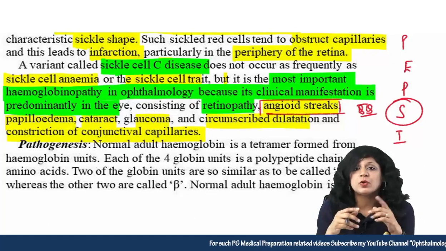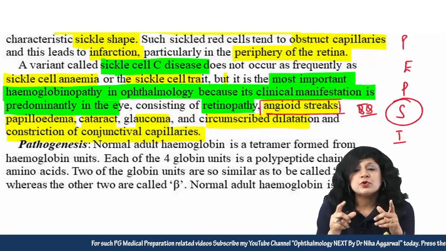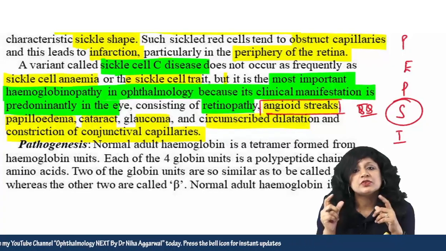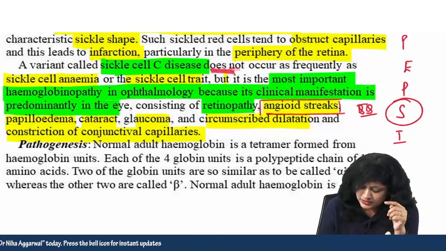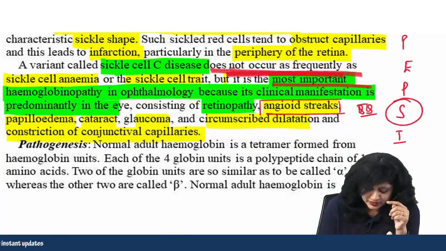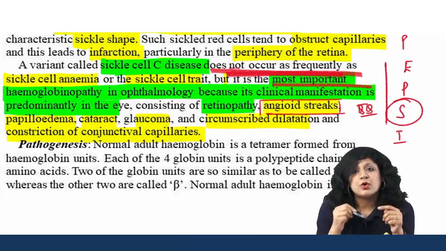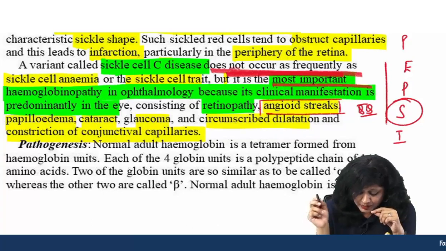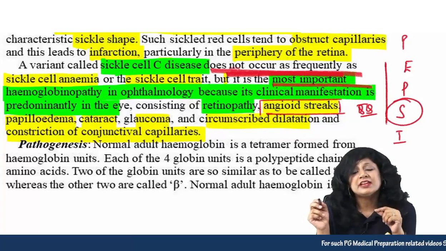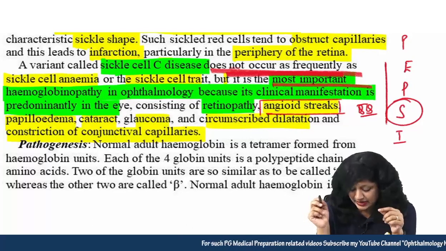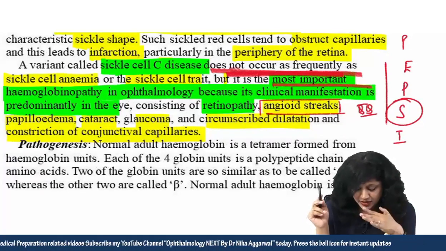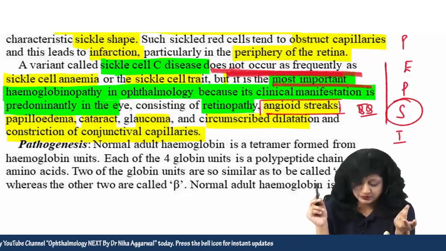Another important thing: what is the most common one? They may give you a clinical question where you have so many features of sickle cell disease, and they may ask you which variant. This is not occurring frequently, but the most important variant in ophthalmology-related sickle cell disease is sickle cell C disease, because its clinical manifestations are very important and predominant in the eye. We have retinopathy, angioid streaks, papilledema, cataract, glaucoma, dilatation, as well as constriction of the capillaries.